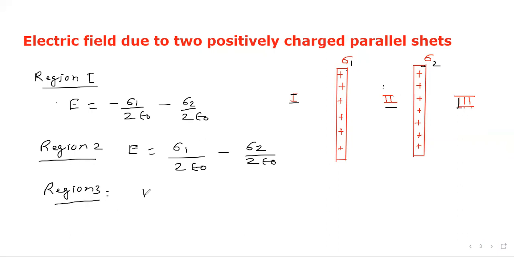So in region 3, due to the first plate, the electric field will be directed rightwards, and due to the second plate also the electric field will be directed rightward. So E will be sigma 1 upon 2 epsilon naught plus sigma 2 upon 2 epsilon naught. If we take sigma 1 and sigma 2 as the same, this will be doubled, this will become 0, and this will also get doubled.